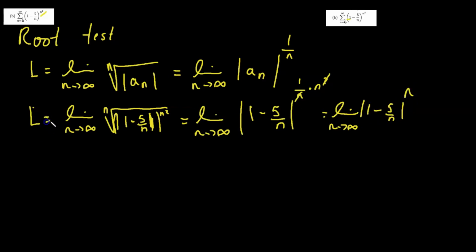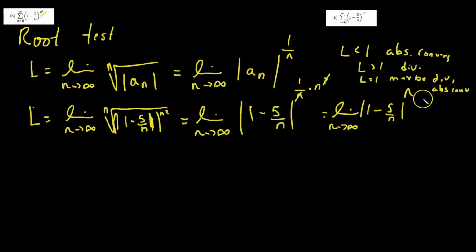Alright, so the thing here about the root test is that if the limit is less than 1, we get absolutely convergent. If it's greater than 1, it's divergent. And if it's equal to 1, we can't really tell. It's maybe divergent, absolutely convergent, or conditionally convergent. So we don't really know yet if we get L equal to 1.